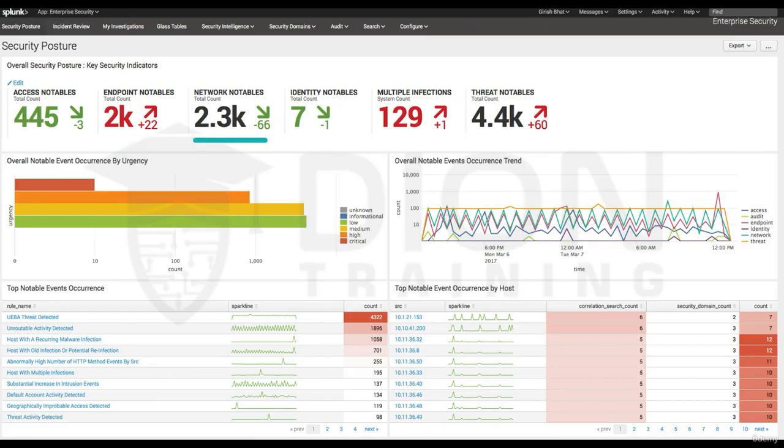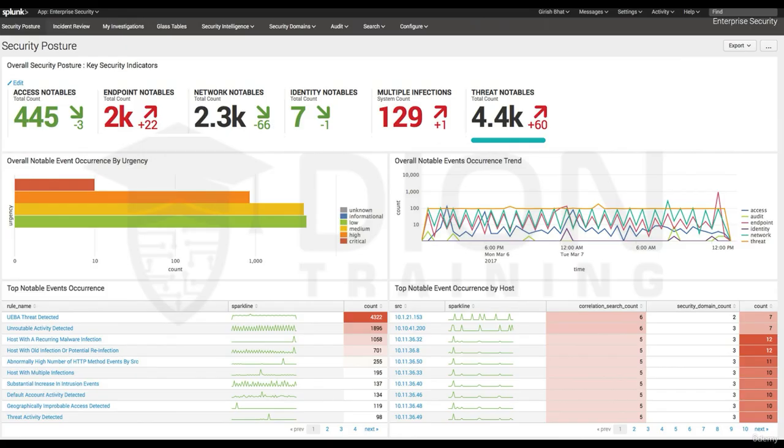We also see network notables going down, which means our network is getting more secure. And we see identity notables going down, which tells us we're actually doing a better job of protecting the privacy of our organization. We also have things like infections from our antivirus, and you can see this went up by 1, so this was a red or negative trend. And then we also have our threat notables going up by 60, which means there were 60 more attacks this week than there were last week.